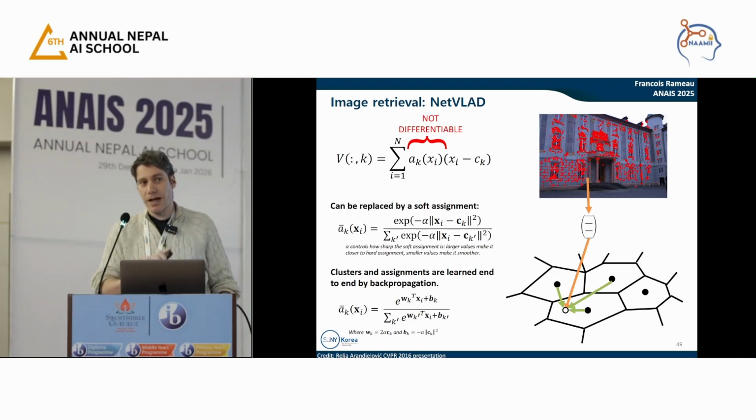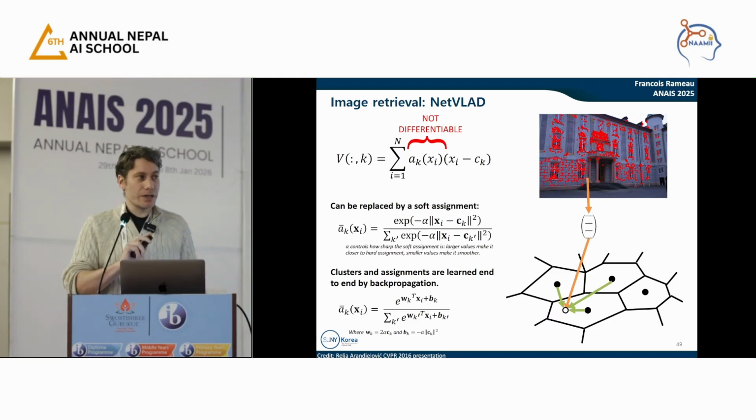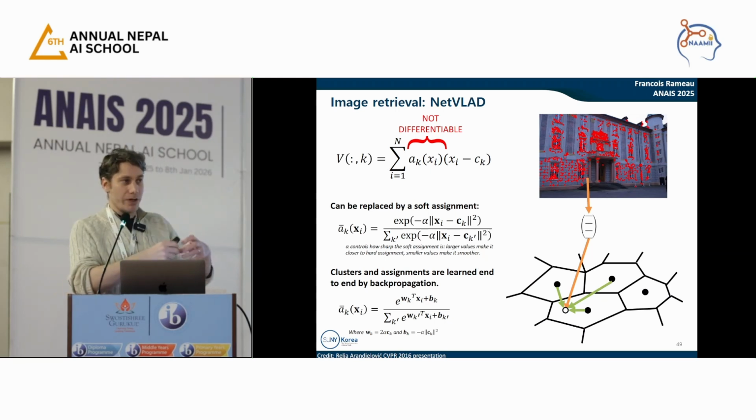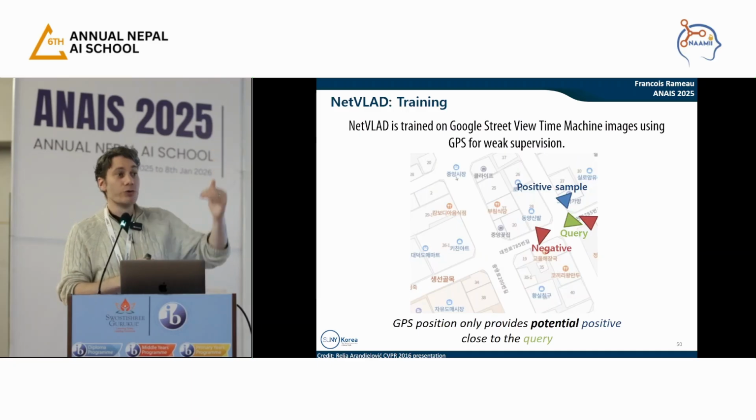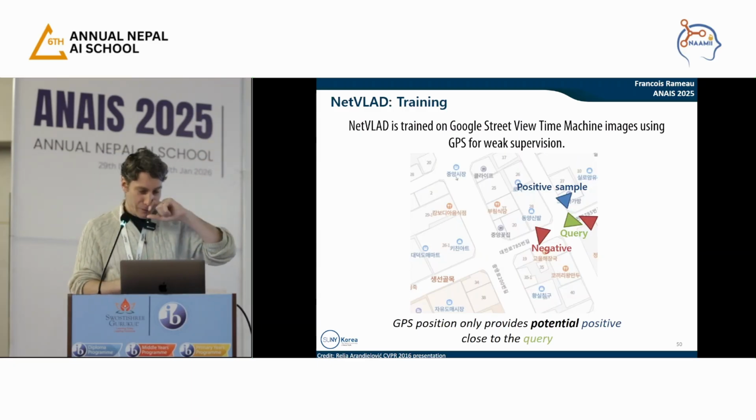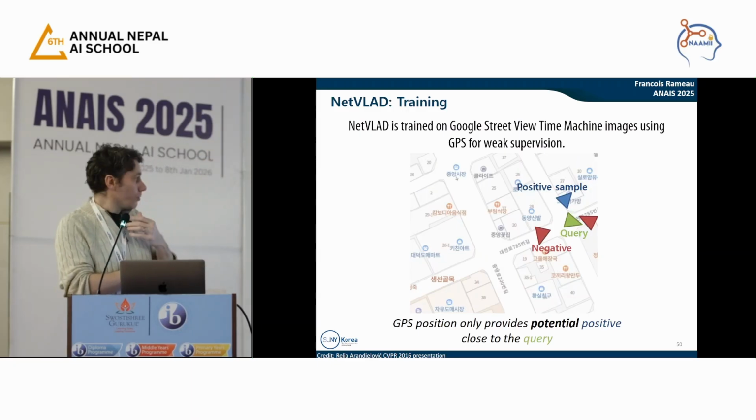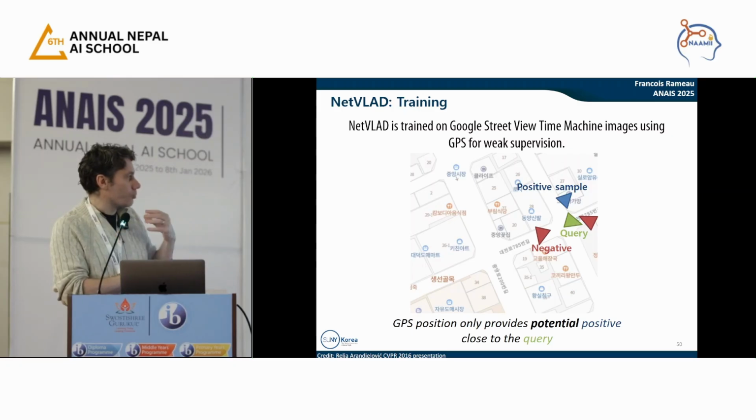At that time there was no clear dataset to train that thing. So they did something. They took Google Street View Time Machine. You know, you have Google Street View, and you can go through time as well. So they took that thing, and they trained with triplets of images.